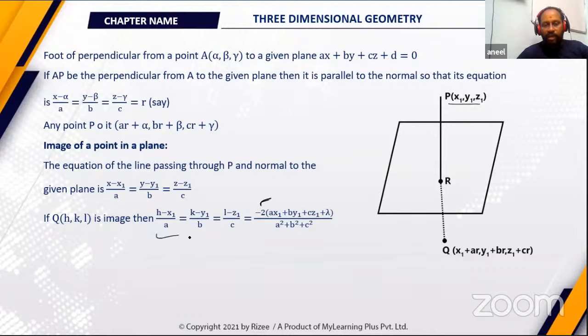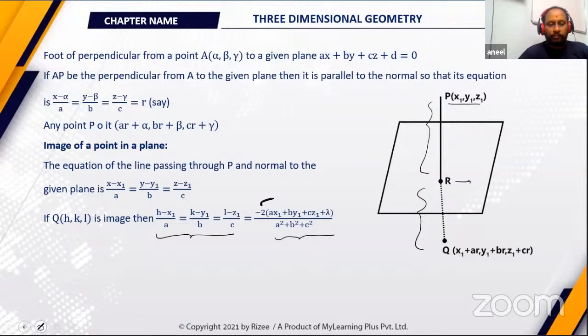The formula for foot of perpendicular and image are absolutely the same, except that for image you will have a 2. Why? Because the object distance must be equal to the image distance. So there are two distances here, whereas the foot of perpendicular will end here itself, so we'll have only one. This formula is valid for both things. The only difference is the 2. We can remember that.